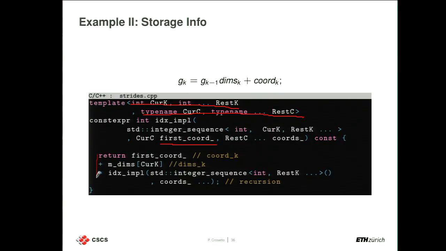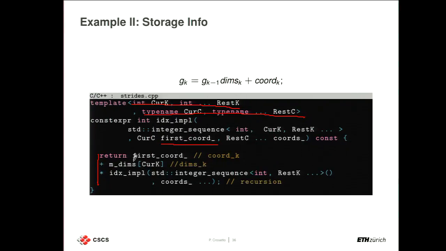And here we implement these operations. First is coord k, then the stride of the current k is this one, and then we have the recursive call. Here we call this method recursively by passing only the rest of k. We don't pass the first one. We only pass the rest of the parameter pack. And the same thing for the coordinates. We don't pass this first coord. We only pass the rest. So this is the basis of the recursion.